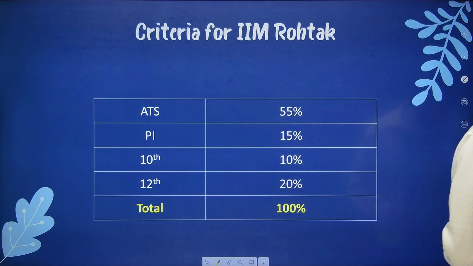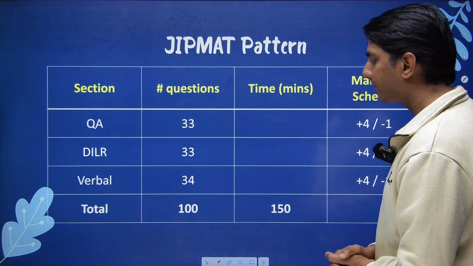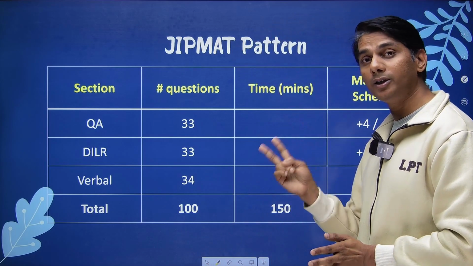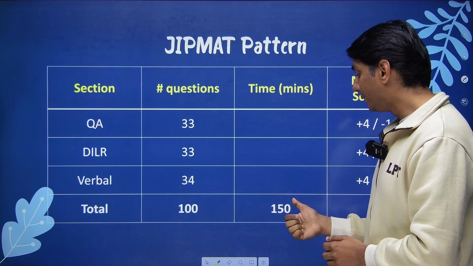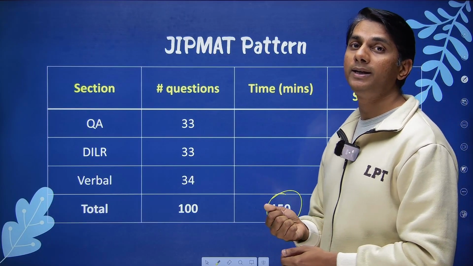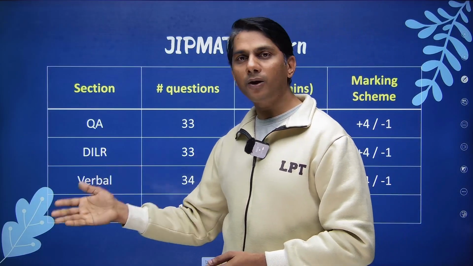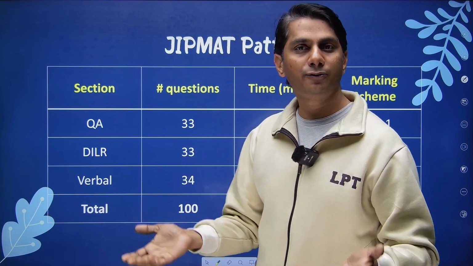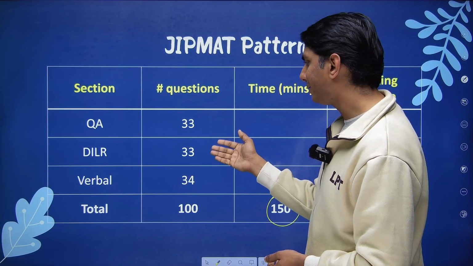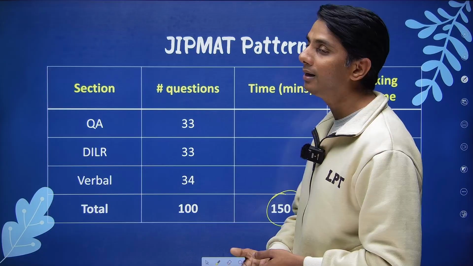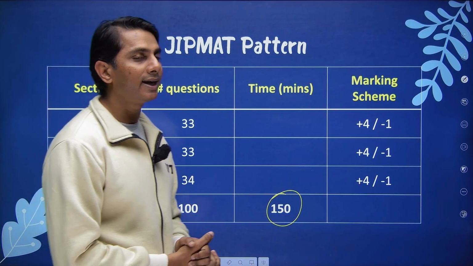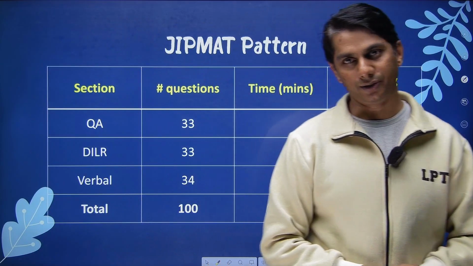Now coming to the last exam, which is Ipmat. Now Ipmat again is a 150-minute exam, 2.5-hour exam. The other 2 exams were 2-hour exams. This is a 2.5-hour exam. There is no sectional time limit in Ipmat. You can jump from one section to the other section as per your wish. So 33 questions in quant section, 33 in DILR, and 34 questions in verbal section. Marking scheme is same, +4 and -1 for correct and incorrect questions, right?